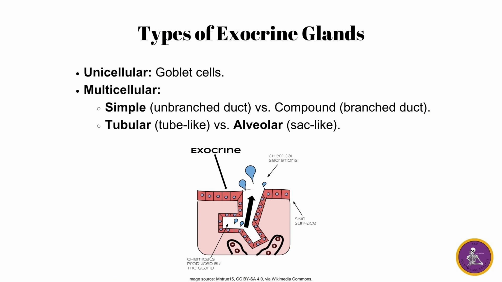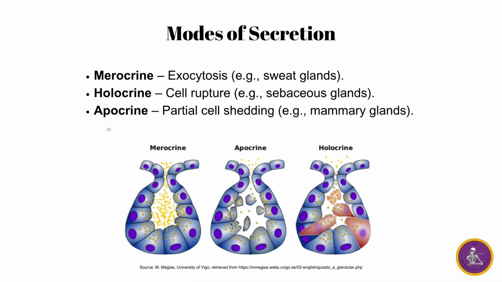The secretory portion itself can be shaped like a tube, which is called tubular, or like a sac, which is called alveolar or acinar. Some glands have regions with both shapes and are classified as tubulo-alveolar. This classification helps us describe the physical architecture of the gland, not what it secretes or how it secretes it.